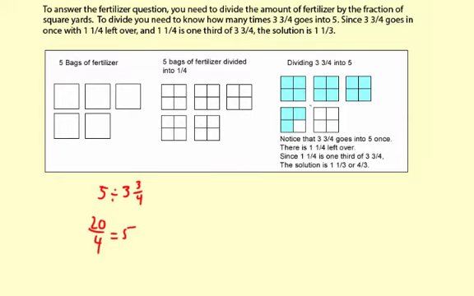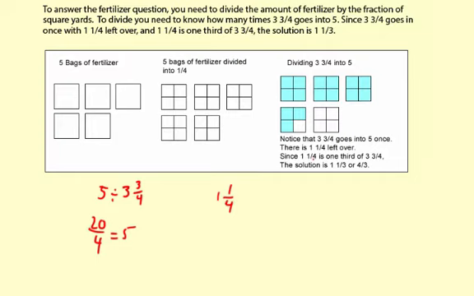And then this picture on the right shows dividing 3 3/4 into 5. And you can see that 1, 2, 3 highlighted in blue, and then 3/4. Okay, so 3 3/4 goes in once evenly, and then there's some left over. There's 1, 2, 3, 4, 5 fourths left over, or 1 1/4. Okay, so that's what's left over when you're dividing. It's kind of like your remainder.